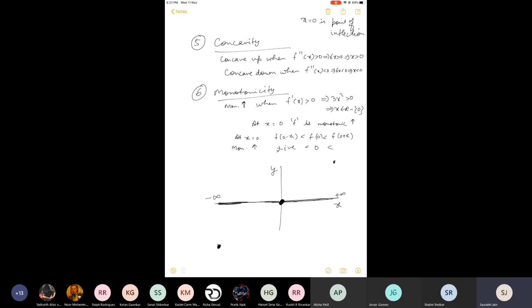For x greater than 0, it is concave up. For x less than 0, it is concave down. And the function is always increasing. So that is sufficient to draw this graph.